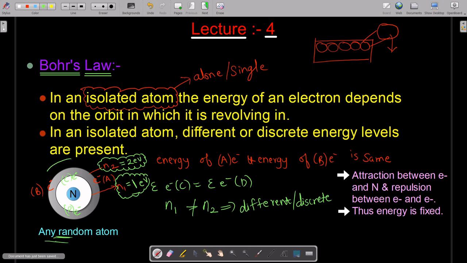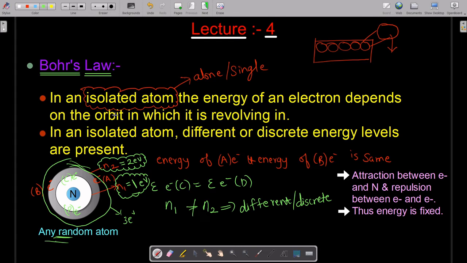Maybe if it has some outer structure, or basically an orbit, this orbit may have, let's suppose, 3 electron volts. So every orbit has different energy levels. I hope you understood these two sentences of Bohr's law. Once again, we are going to see it.